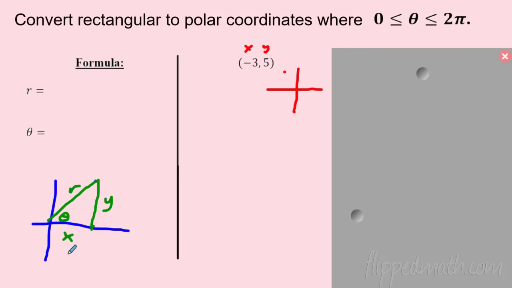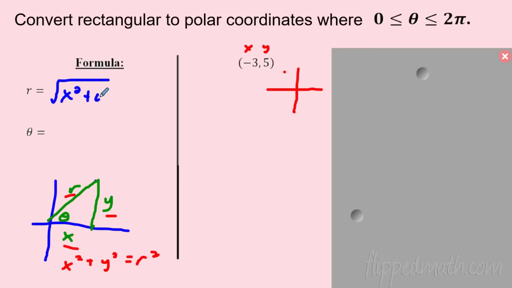Well, I can do Pythagorean theorem. A squared plus b squared equals c squared. So x squared plus y squared is r squared. But I'm looking for r, so what do I got to do? Let's just square root that. So really, come over here, formula. This is going to be the square root of x squared plus y squared.